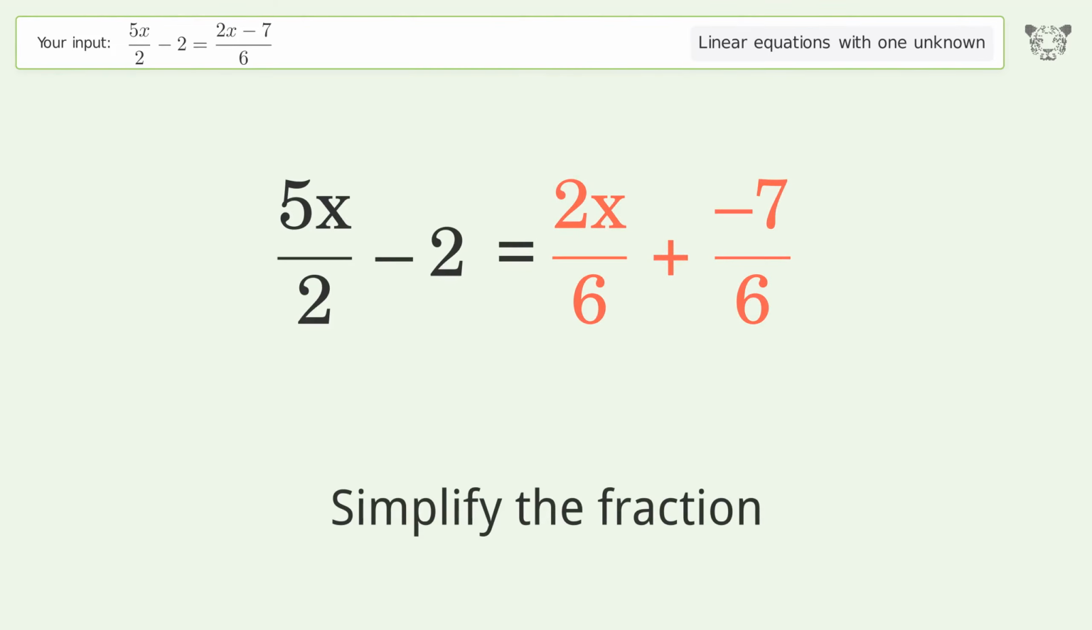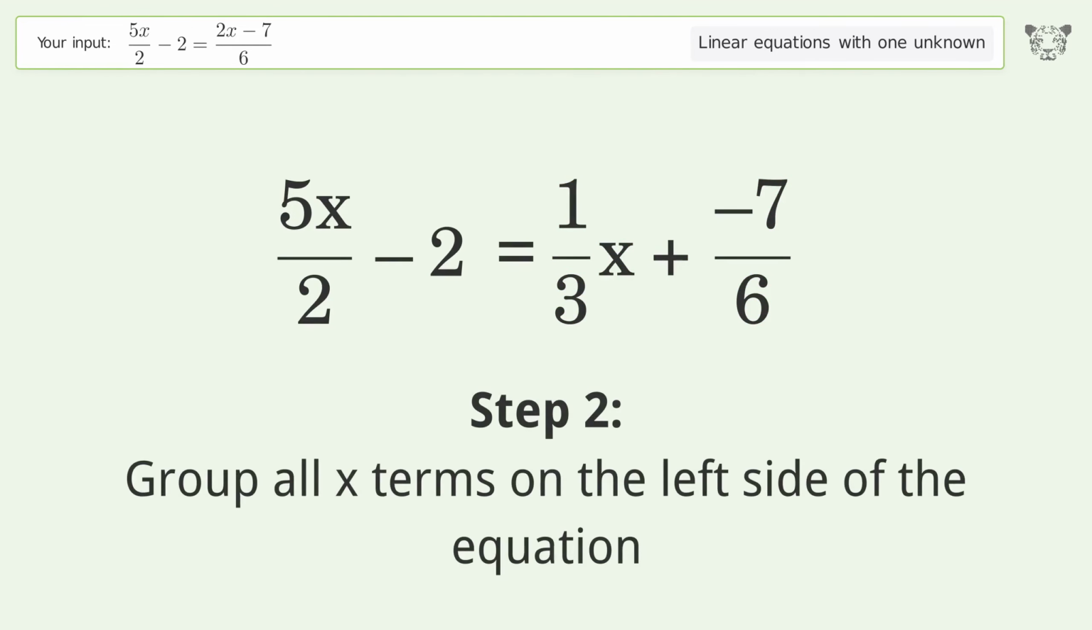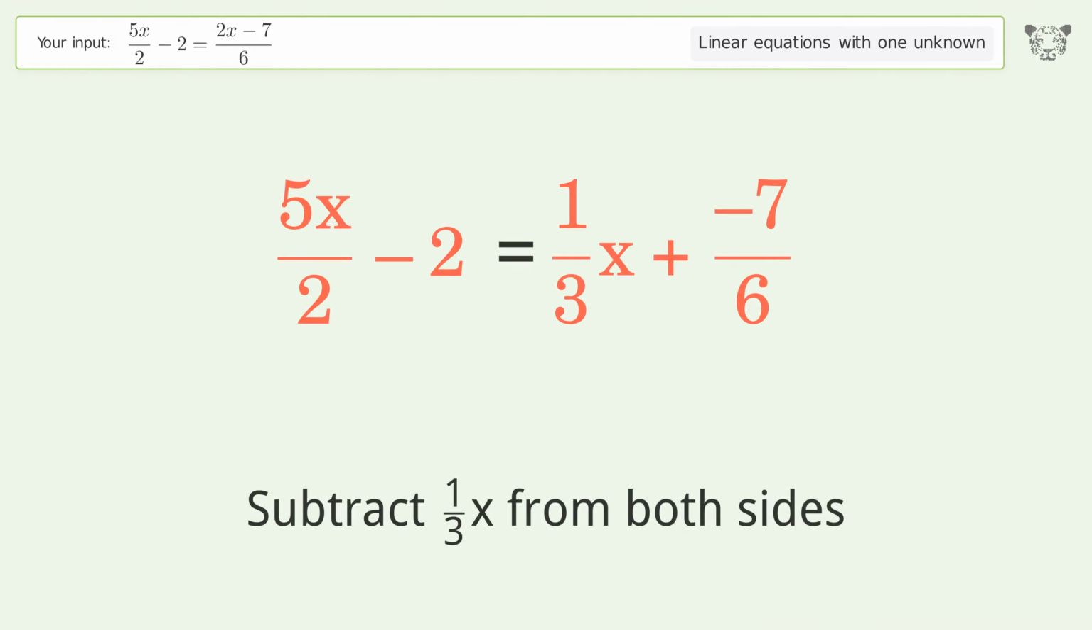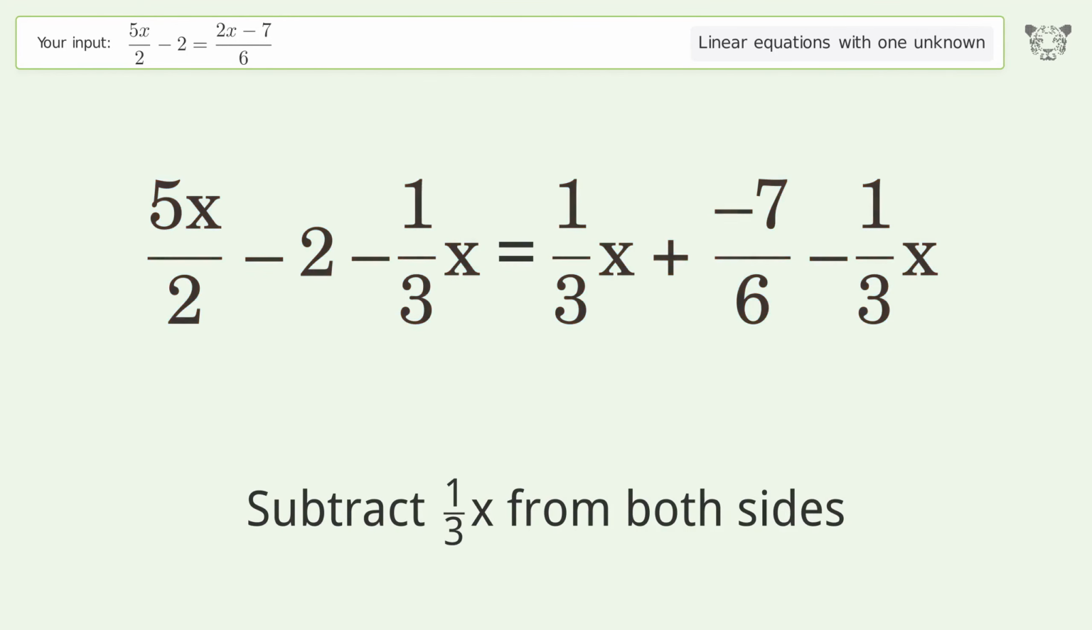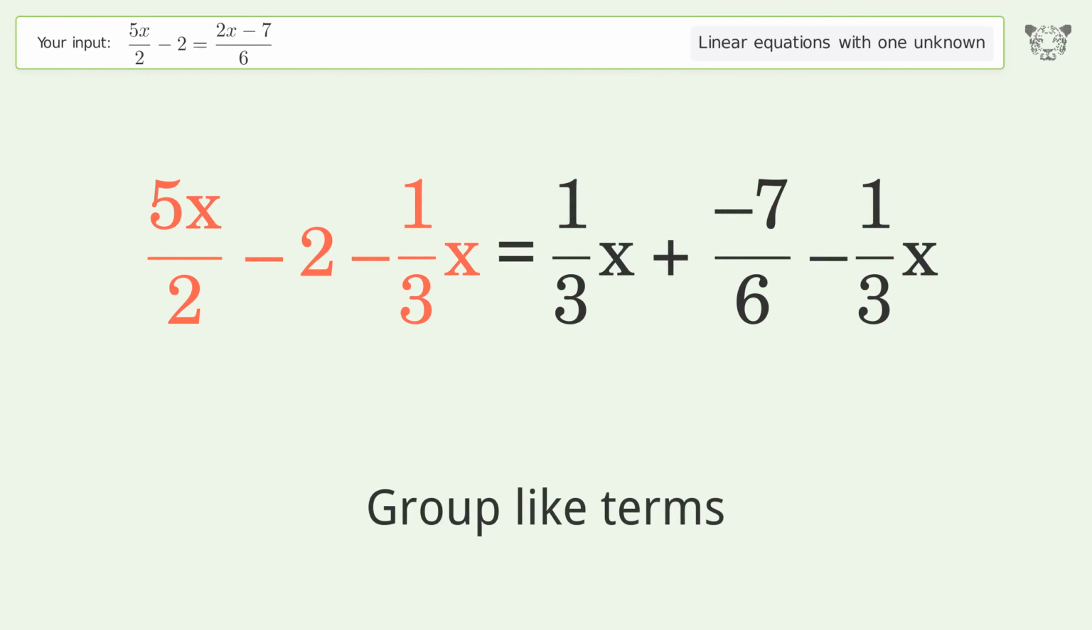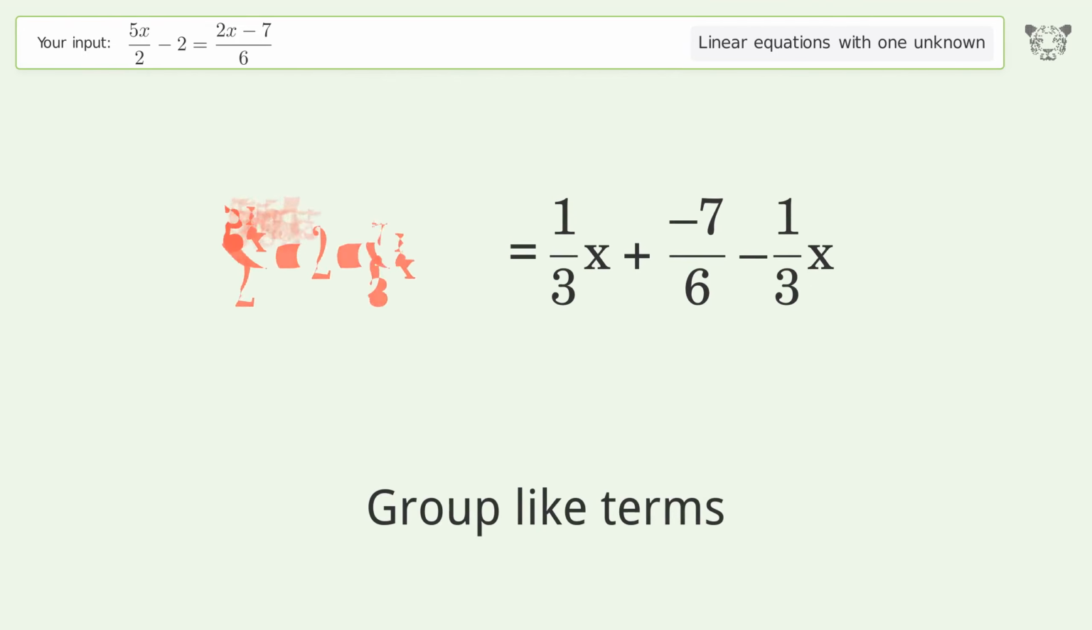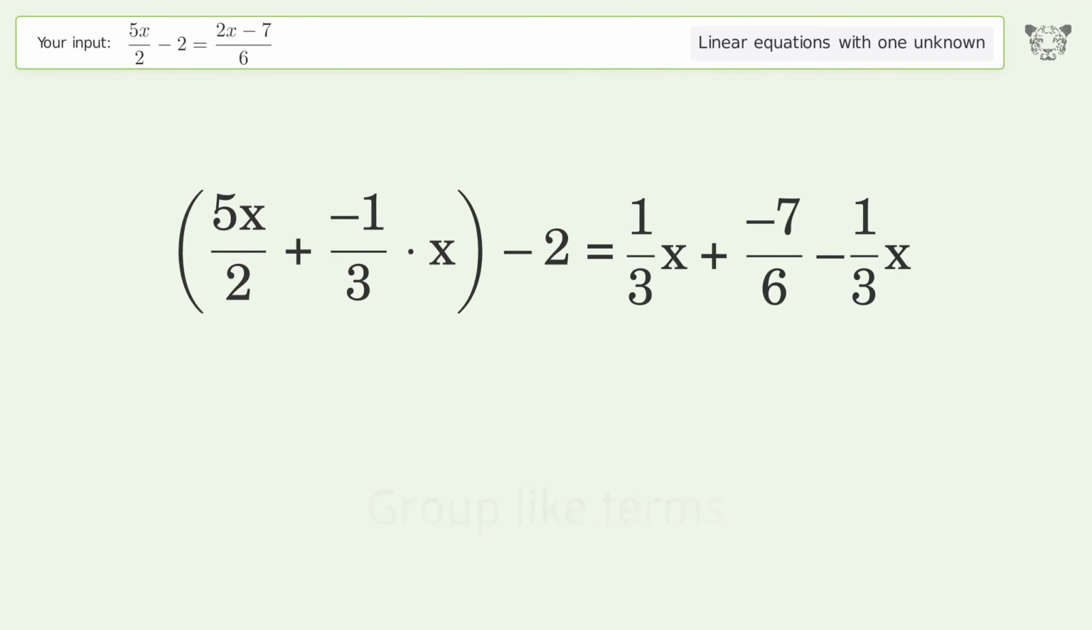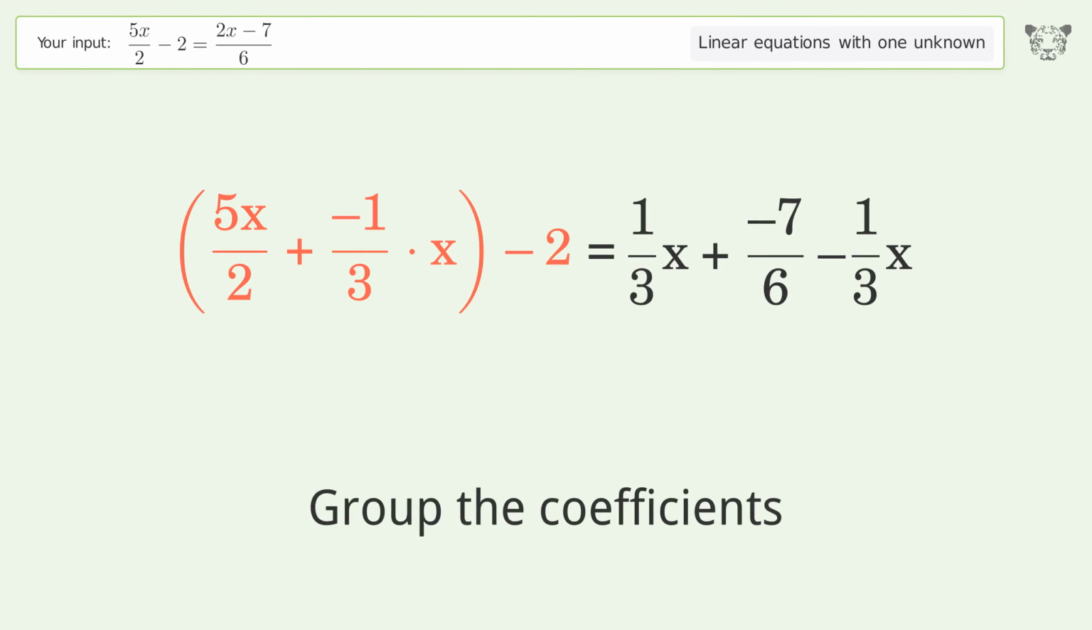Simplify the fraction. Group all x terms on the left side of the equation. Subtract 1/3x from both sides. Group like terms. Group the coefficients.